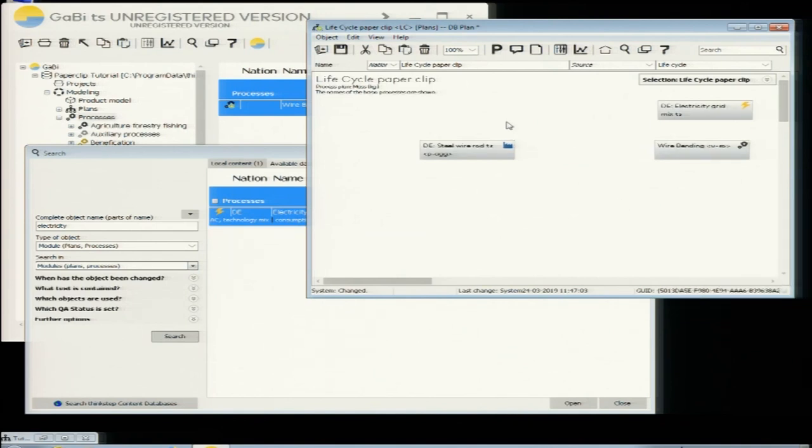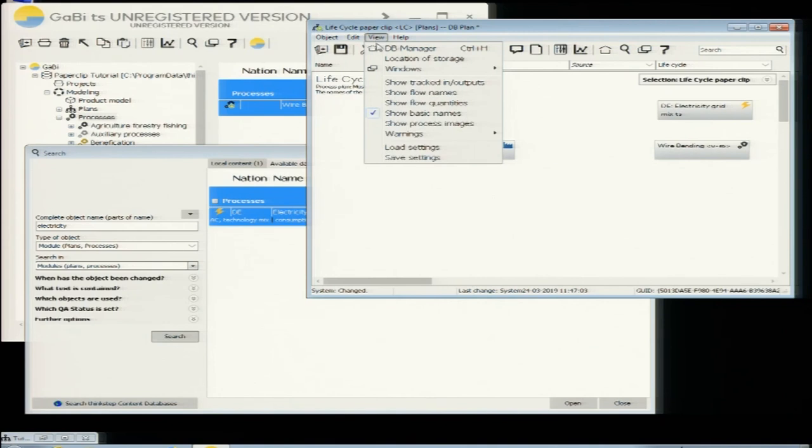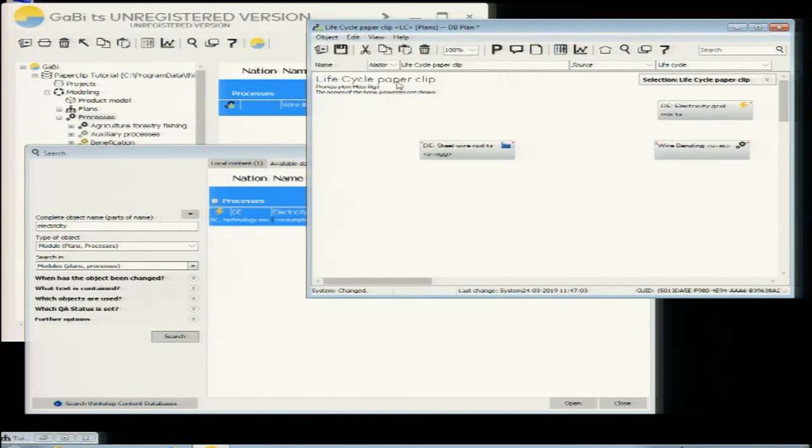Before that, I'll show you one thing. I'll go to the View drop down menu and click Show tracked inputs and outputs. If I click it here, you can see these red dots: two red dots here, one red dot here. Red dots on the left side mean inputs. This wire bending requires two input flows.